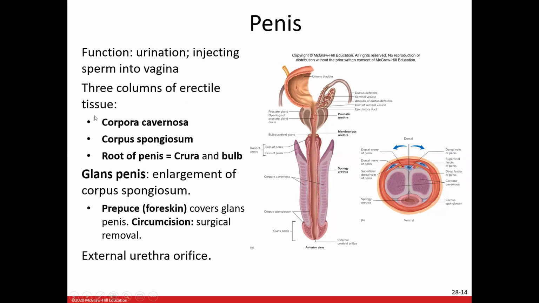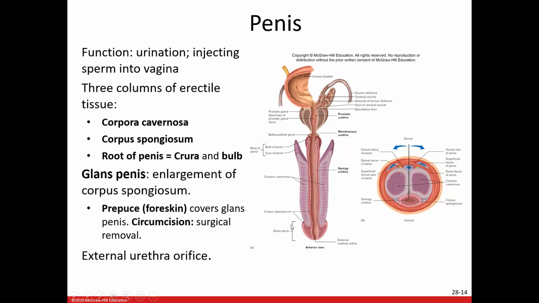Ultimately, your penile tissue has three types of tissue. You have the outermost tissue of the penis, which is called the corpora cavernosa, which is what I'm circling right here in purple. Then you have the corpus spongiosum, which runs pretty much the length of the penis, all the way from the root until the glans penis. And then you have the root of the penis, which contains two smaller structures, the bulb of the penis and then the crus of the penis. All of those structures are able to be engorged in blood, which contributes to a penile erection.